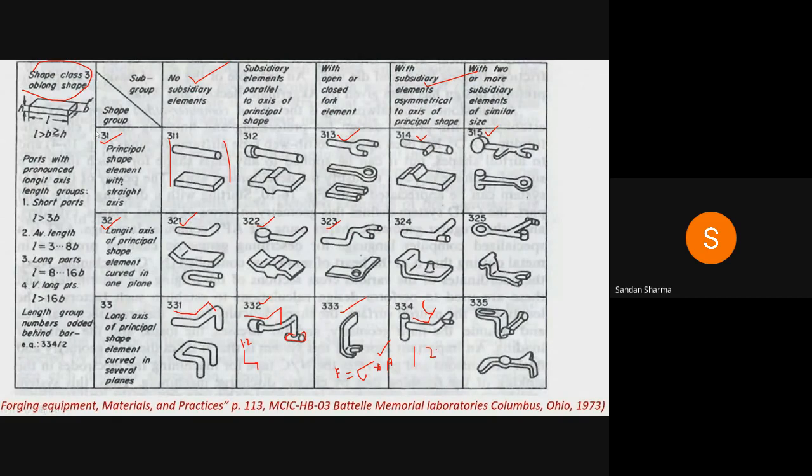Long it again, it will have 3, 3, 2, 3, 3, and in 3, 1, then 3, 1, 1, 3, 1, 2, 3, 1, 3. Principal shape element with straight axis. If you go for 3, 2, it will be longitudinal axis of principal space with curvature. And if you go for 3, 3, you will have 3-dimensional change. In 3 direction you are changing. So accordingly, you will be categorizing your closed die forging class.